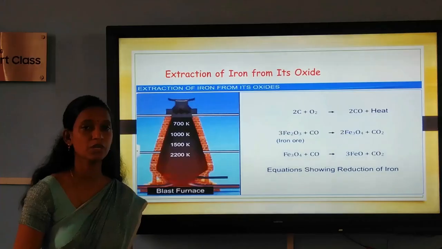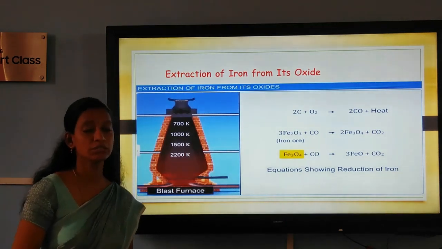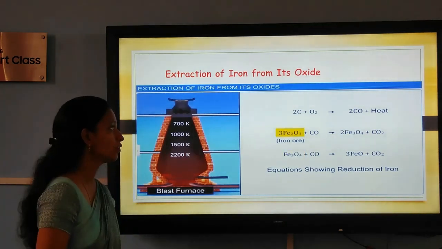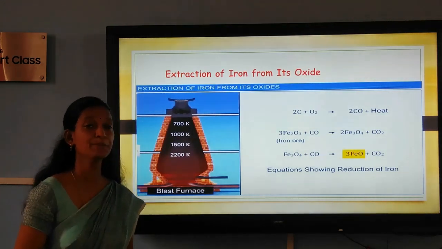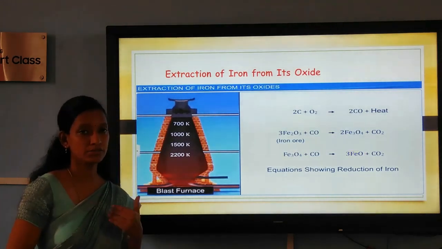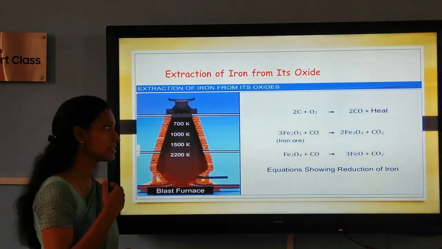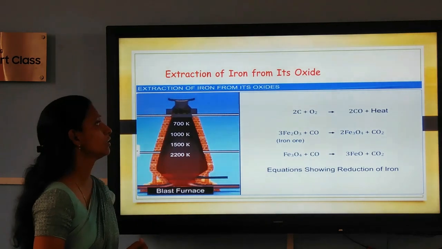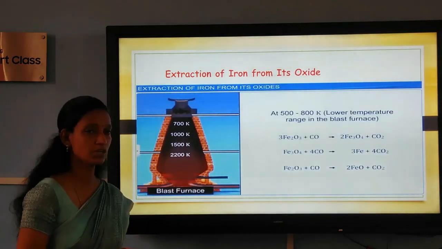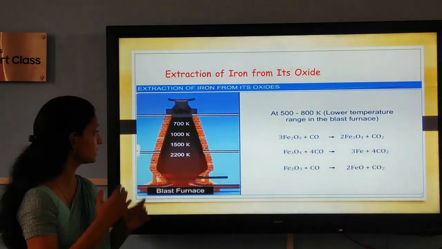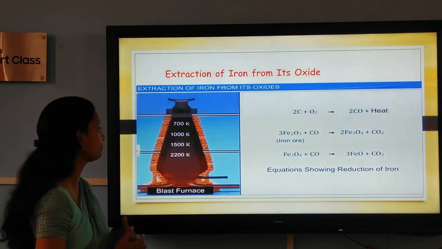Now we will see the process of extraction of iron from its oxide ore. That is the process of reduction. Iron, as I have already said, is extracted from its oxide. The ores are subjected to concentration followed by calcination, and this calcined ore is reduced in a blast furnace. This is a blast furnace. A blast furnace is a cylindrical kind of furnace which is narrow toward the top and the bottom.